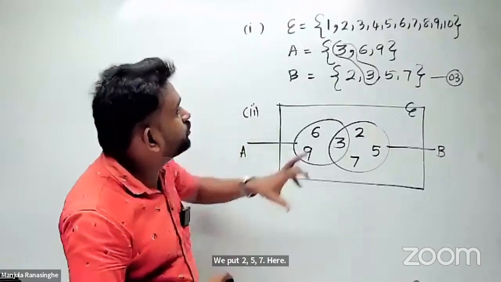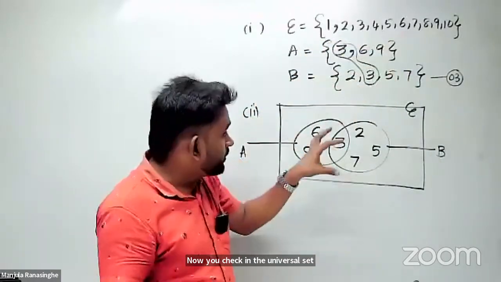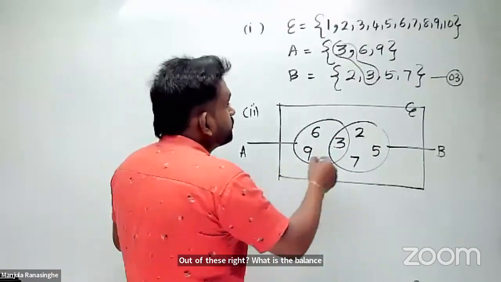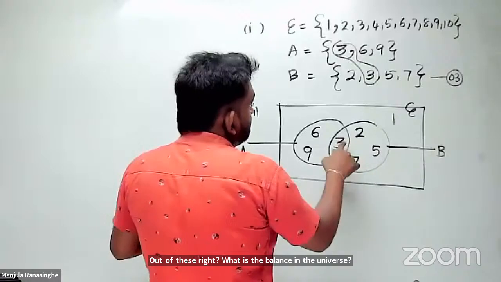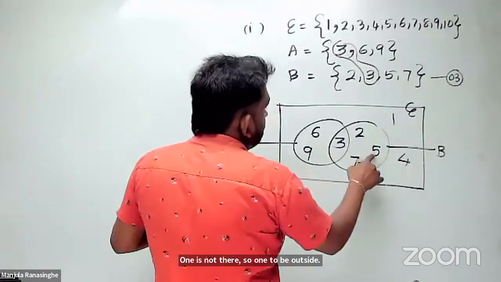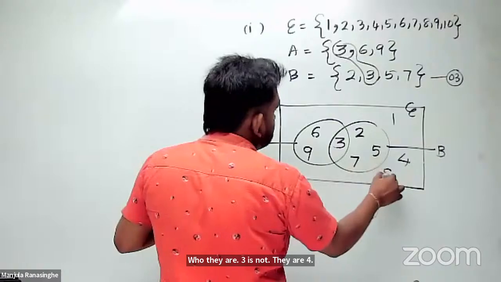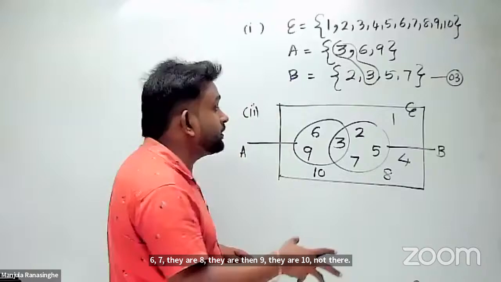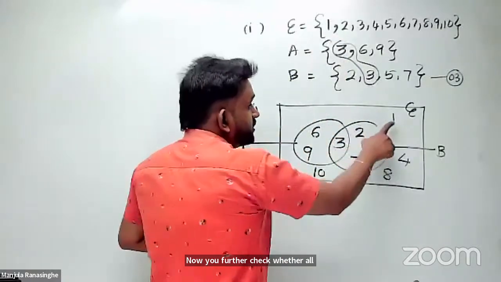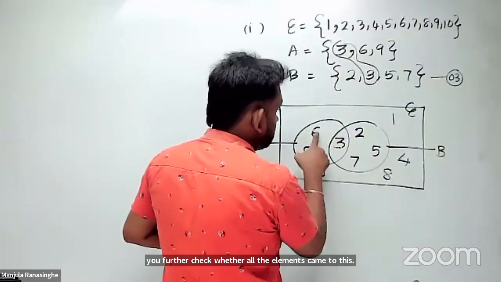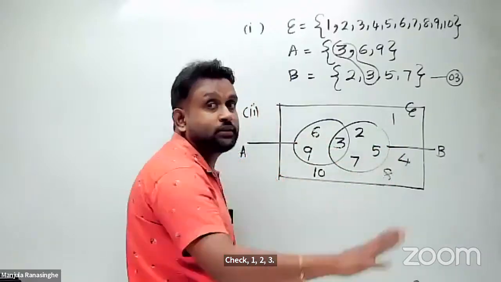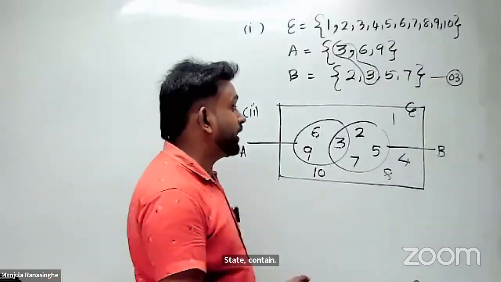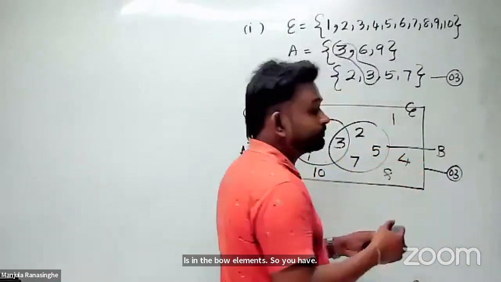Now you check in the universal set, what is missing out of these, right? What is the balance in the universal set? 1 is not there, so 1 is to be outside. 2 there, 3, 4 is not there, 4, 5, 6, 7 there, 8 not there, then 9 there, 10 not there. Now you further check whether all the elements came to this. Check 1, 2, 3, 4, 5, 6, 7, 8, 9, 10. That is fine. Using the above elements, fill in the Venn diagram. So you have 3 marks there.